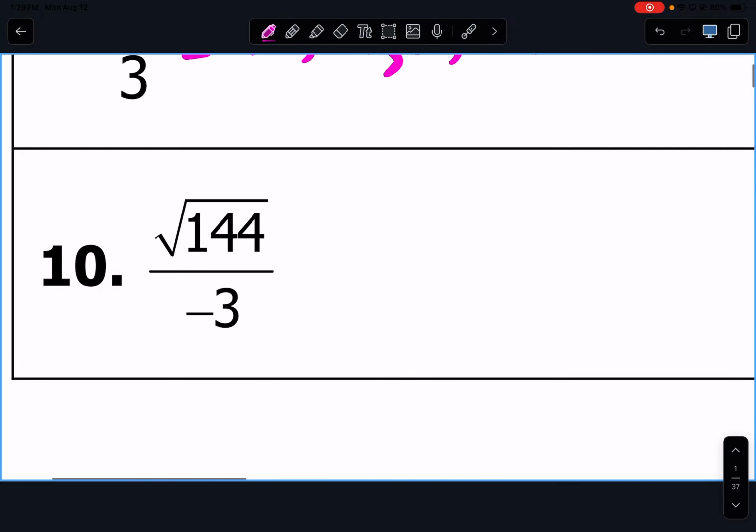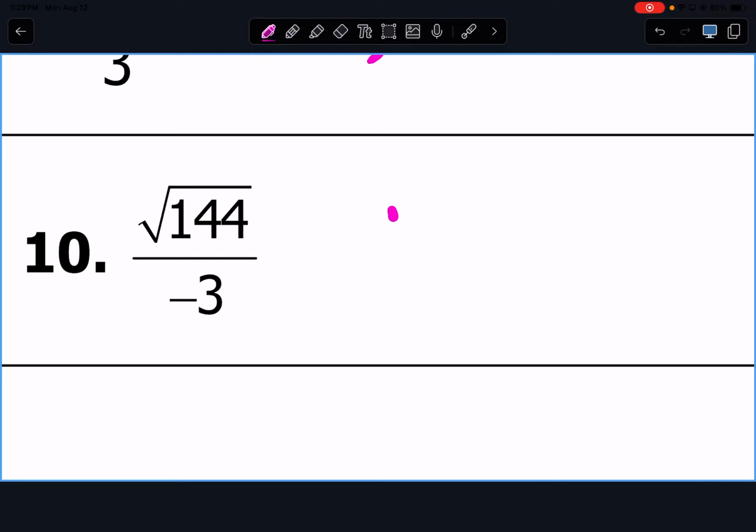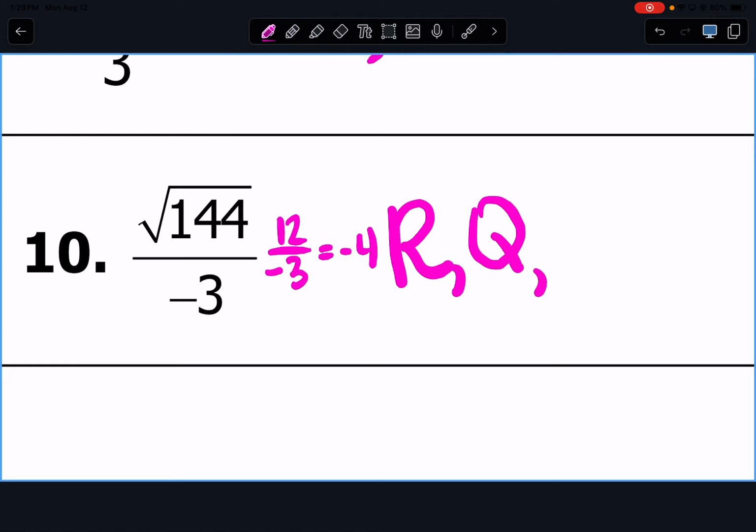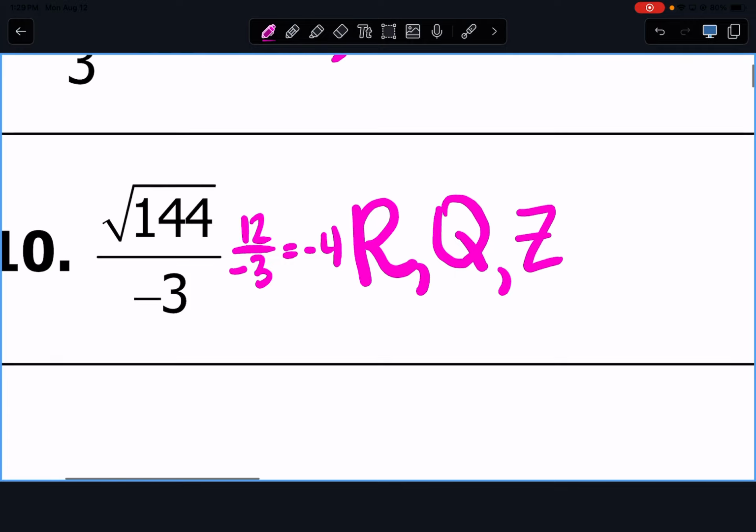What about 10? It is real. Now what? It's rational. It's going to be negative 4. Why is it going to be -4? Because it's 12 divided by negative 3, and 12 divided by -3 is negative 4. There we go. So it's going to be real. It's going to be rational. What else? It can't be anything else because it's negative.